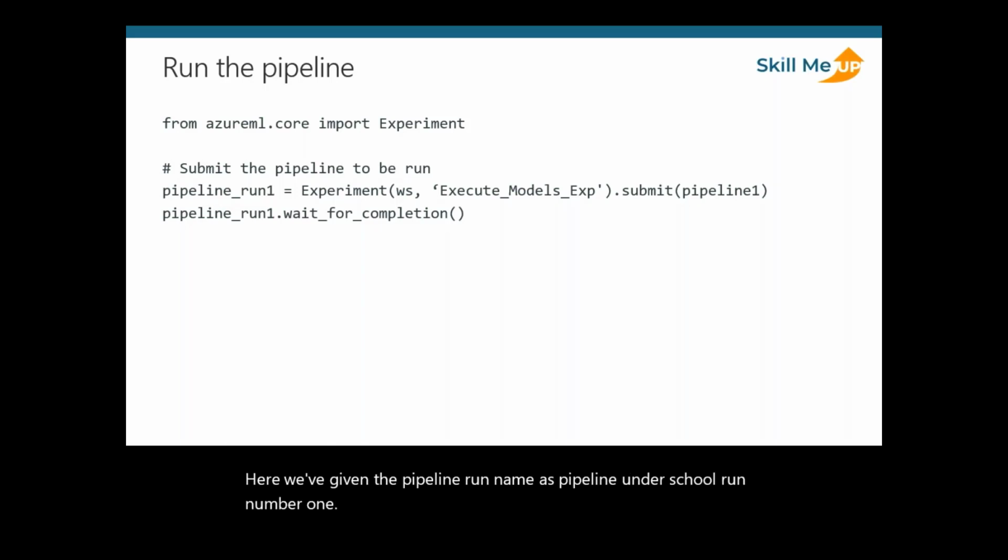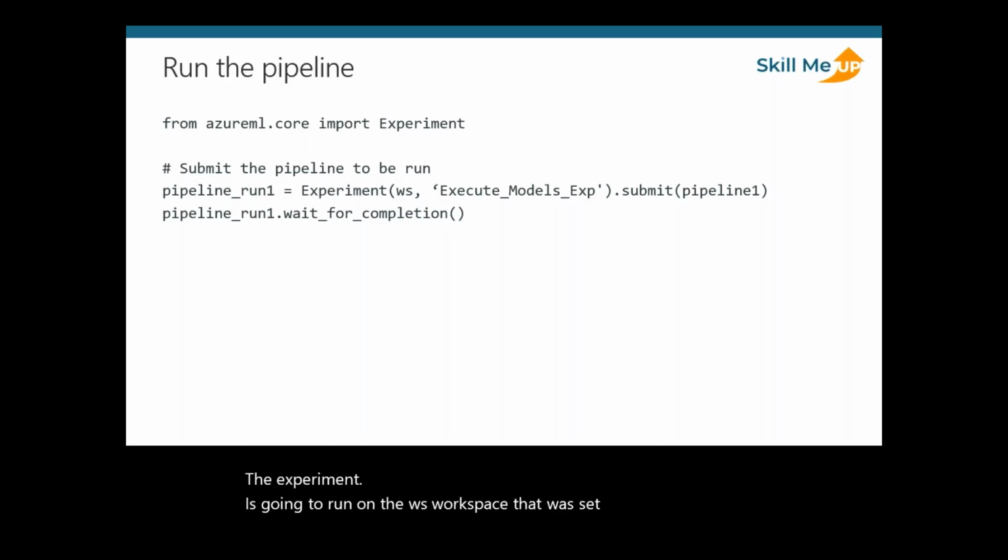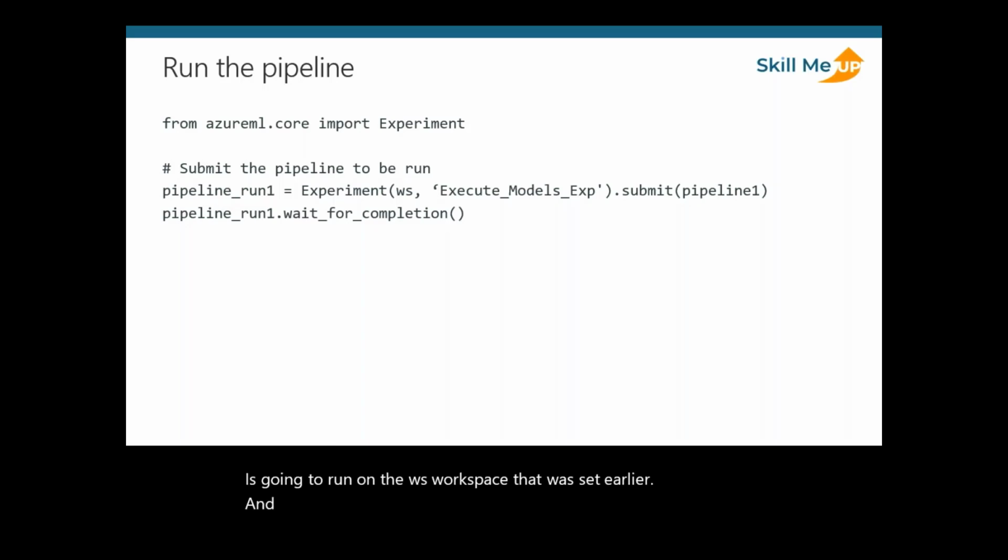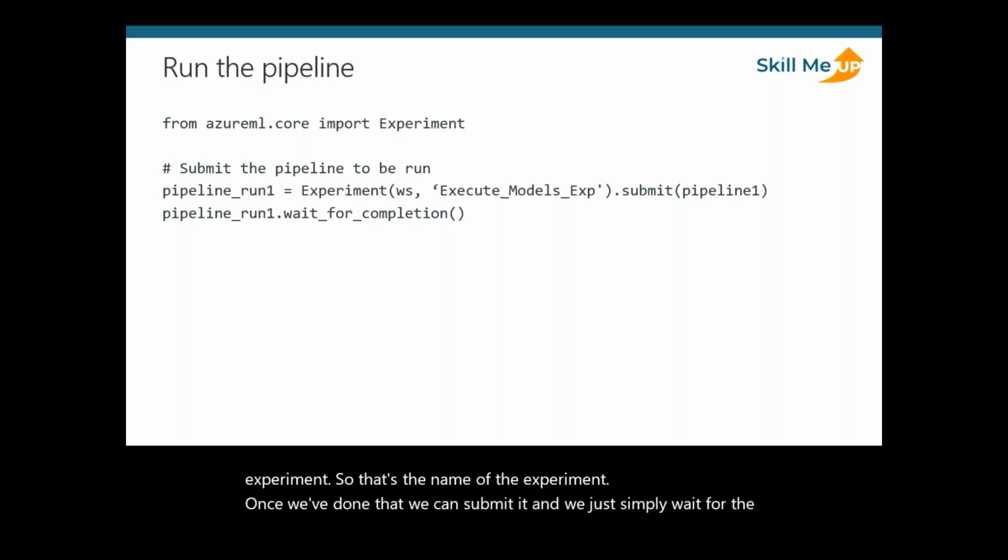The experiment is going to run on the WS workspace that was set earlier. And once we have done that, we can then execute the models experiment. So that's the name of the experiment. And once we've done that, we can submit it, and we just simply wait for the experiments to complete.